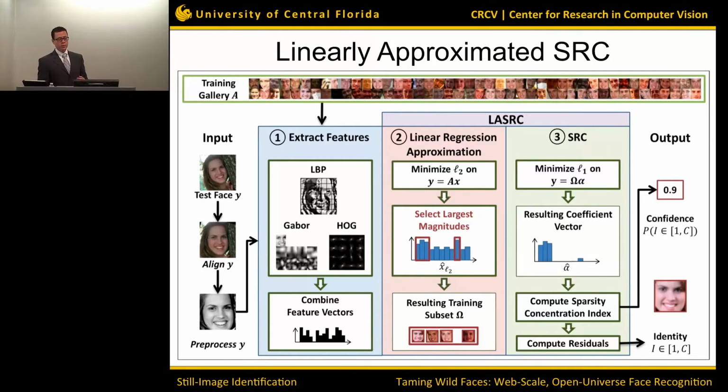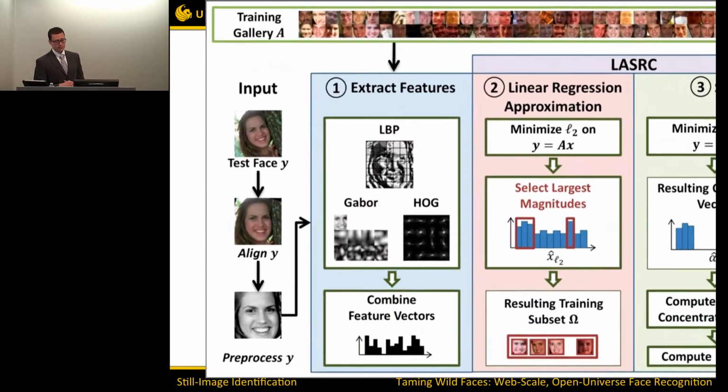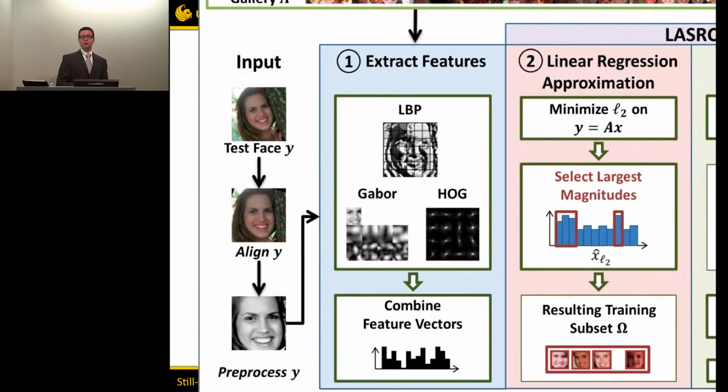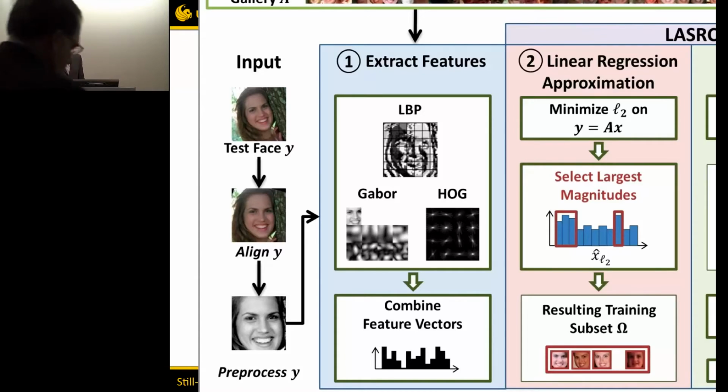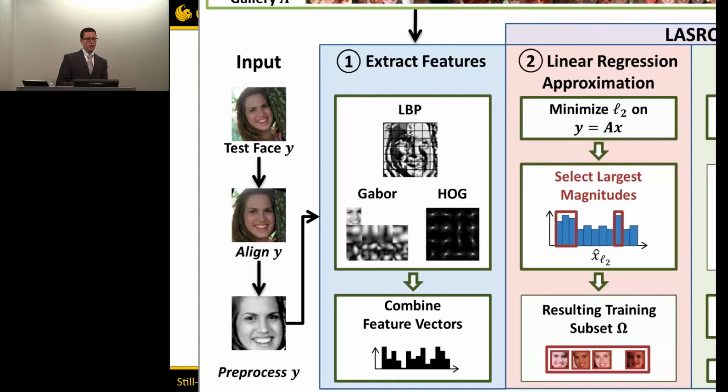And we have as input a large training gallery that we'll call A and a test face Y. The first few steps that we do are alignment using the eye locations, and then pre-processing to normalize out the illumination variations. The three features that we extract are local binary patterns, Gabor features, as well as histogram of oriented gradients. We perform PCA on these individually down to 512 dimensions and concatenate into one long 1536 feature vector.